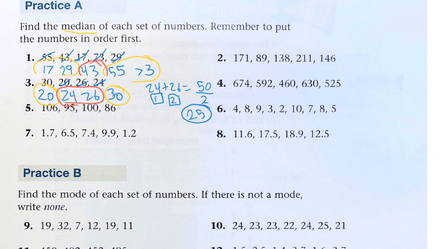So that's the idea, how to do them when there's 1 number in the middle with an odd number of numbers. If there's an even number of numbers, then you're going to find that average of the 2 in the middle, like we just showed for number 3.